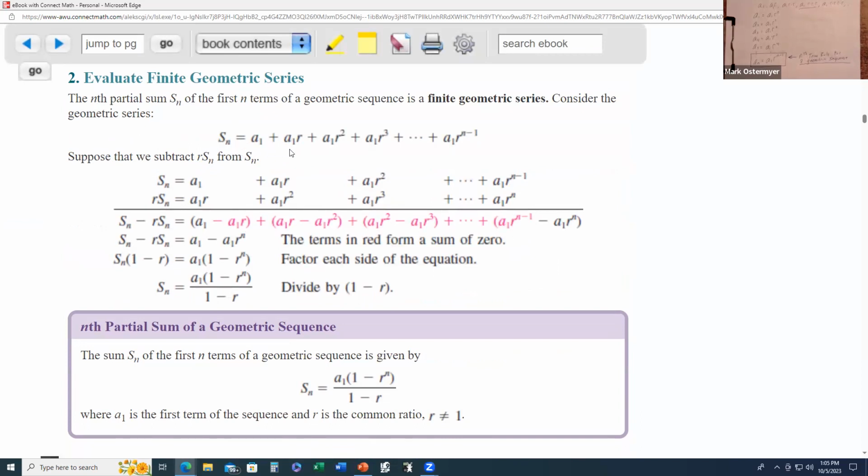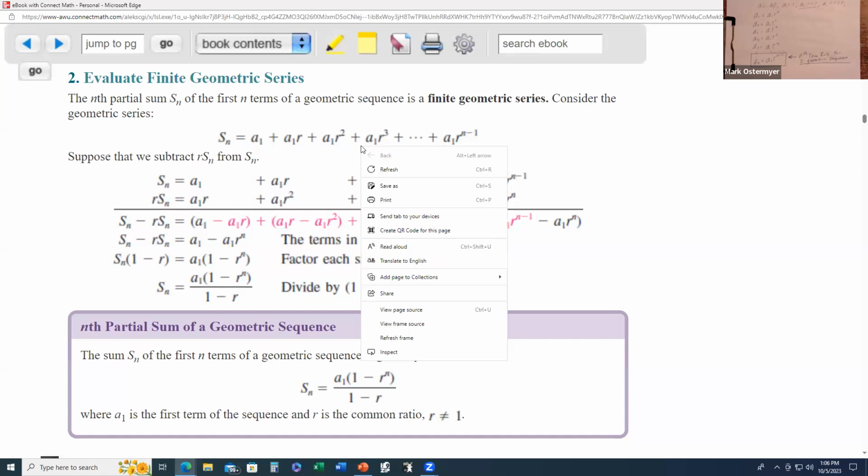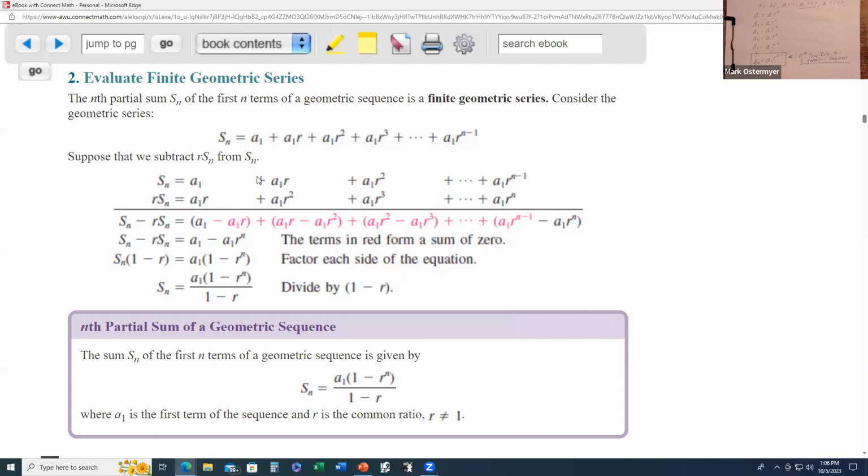Well, it's going to be the first term added to the second term, added to the third term, added to the fourth term, added to the fifth term, added to the sixth term, added all the way to the n minus 1th term, and then finally the nth term. All right. Now, suppose we put this sum in the order that we see it right here. But let's suppose that we then take this sum formula and multiply both sides by r. So I'll multiply the left side by r and every term on the right side by r.